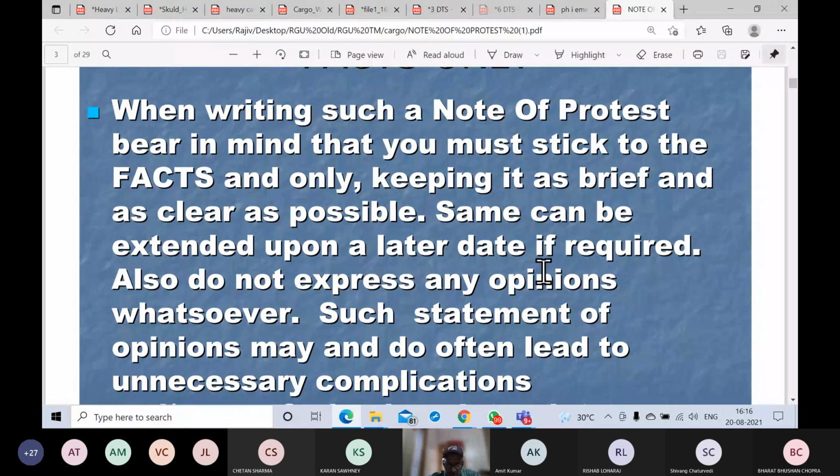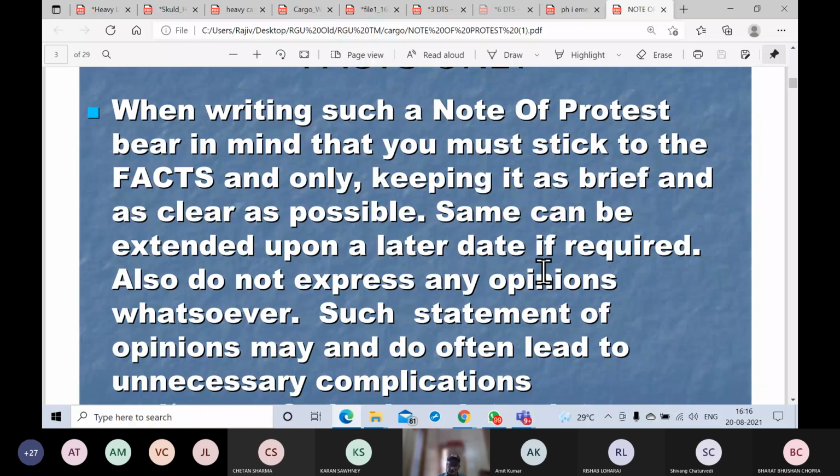See, note of protest में एक चीज आपको समझनी है that NOP, note of protest, is something which you are saying that things were beyond the control of the vessel. In your case, is it beyond the control of the vessel? Why did the vessel not shut the hold? Why did the vessel not stop loading? Can you say that things were beyond the control of the vessel and the cargo got wet?